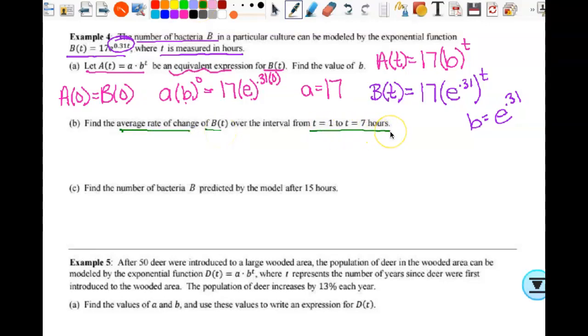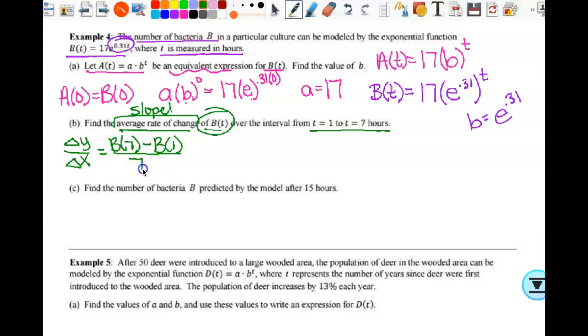Okay. All right. So now we are going to find the average rate of change of B of t on this interval. What does the average rate of change mean? Slope. Average rate of change is slope. It is the change in y over the change in x. And I want to make sure that I find the average rate of change of the correct thing. I want it of B of t. And I know what interval it is. So my slope is going to be whatever the y value is at 7 hours. So that's B of 7 minus B of 1 over 7 minus 1.